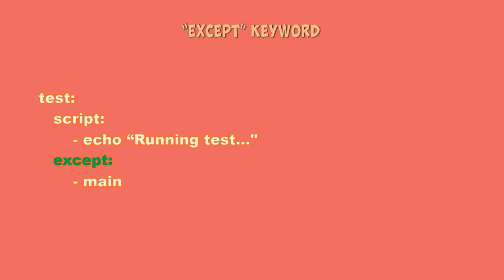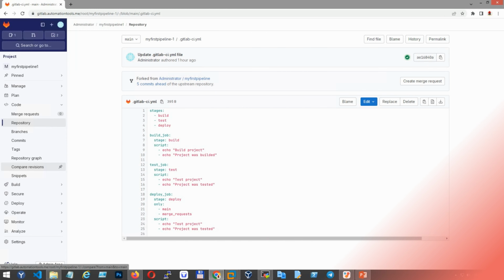Next up, we have Except. It's the flip side of Only. Instead of saying run this job under this condition, it says don't run this job under this condition. In our case, don't run test in this condition. In other words, don't run the test job in the main branch. Imagine you have a test job that you want to run on every branch except the main branch. Maybe you want to skip test in production because you already verified your code. Here's what that would look like.